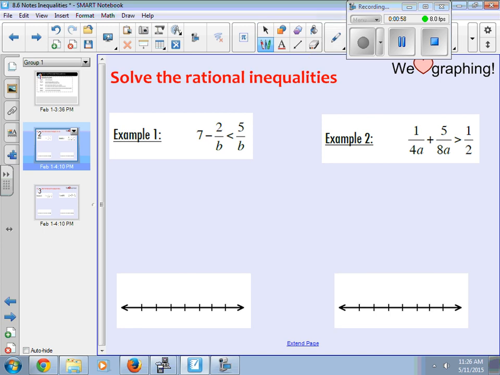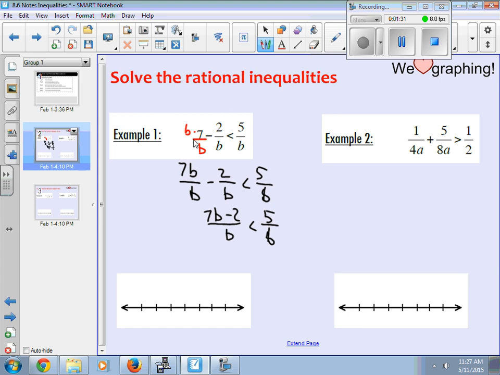Just like the equation problems, we want to get all these so that they're b. So this first term, we want a denominator b, which means we also need to multiply the top by b. So what we end up with is 7b over b minus 2 over b is less than 5 over b. Now that we have on the left side a common denominator, we can combine these two fractions into a single fraction.